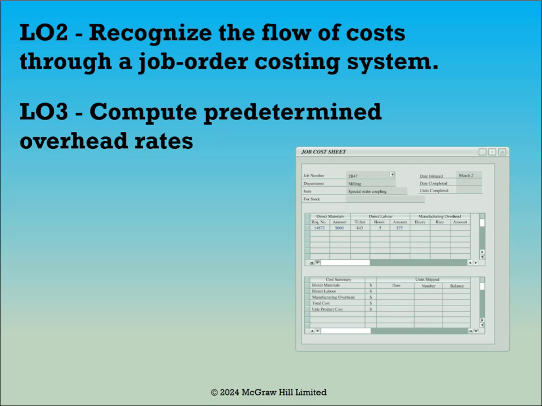Hello and welcome to Chapter 5, where we're going to be looking at recognizing the flow of costs through job order costing systems. That is also calculating the predetermined overhead rates. On the screen, I have a picture of what a physical job cost sheet would look like back in the day, because now it would be digital.